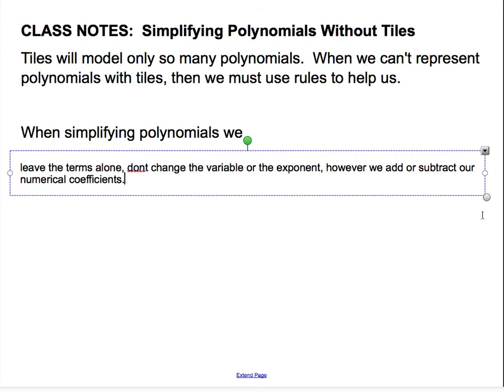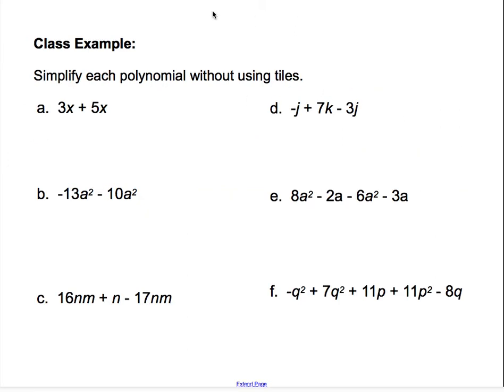So when we were doing the lesson before and we were zeroing out a red and a yellow tile, we were actually just dealing with the numerical coefficients. So let's do a couple examples and hopefully this makes a little more sense. So here, if I have 3 x's and I have 5 x's, they're both positive. There will be nothing to zero out. I will have 8 x's, because all I really did was add my numerical coefficients and leave my variables and exponents alone.